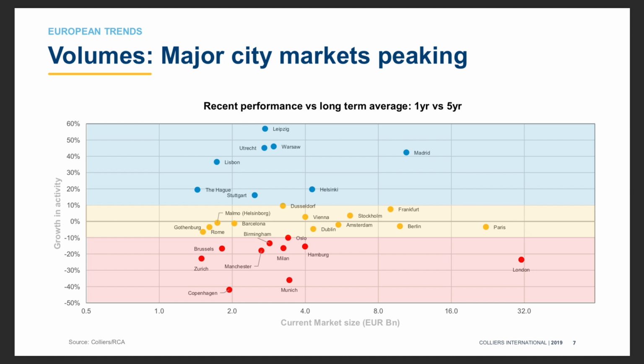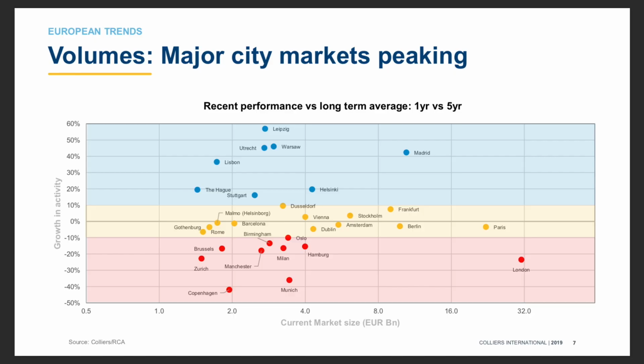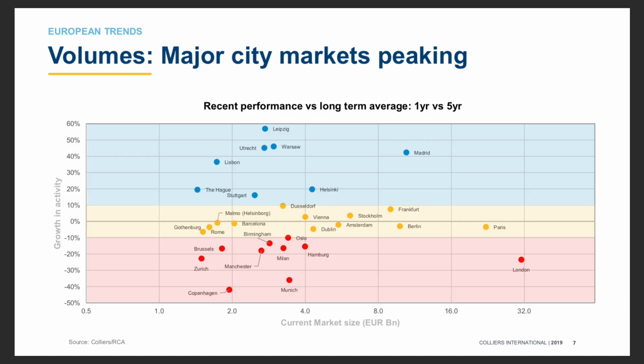If you look at cities, this chart gives an indication of investment momentum in the last year relative to the last 5 years. The total amount of investment is the horizontal axis. We can still see that London is the biggest market, the dominant market in Europe, followed by Paris, and then you've got Madrid, Frankfurt, Berlin, Stockholm, Amsterdam. But the relativity shows if last year's investment activity is less than, the same as, or greater than the 5-year average. Anywhere in blue is above, anywhere in red is down. So some of the German markets are in here, and actually all of the big UK markets are in the red part, which is what you'd expect.